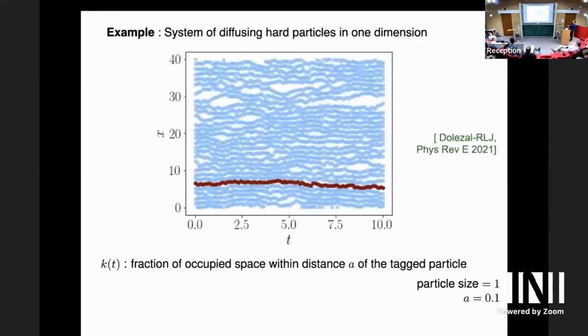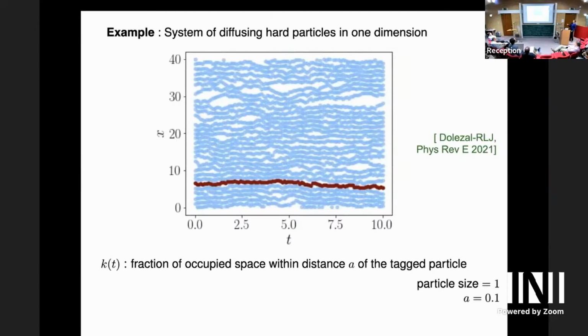Okay, so let's take an example, because we're going to talk about numerics, it's nice to have it. So let's take a system of diffusing hard particles in one dimension. So these blue things, they're particles. This is time going across, this is space going up. The particles have size 1, and they are doing sort of diffusive dynamics, but they don't like to overlap. They're hard, but they can't overlap at all.